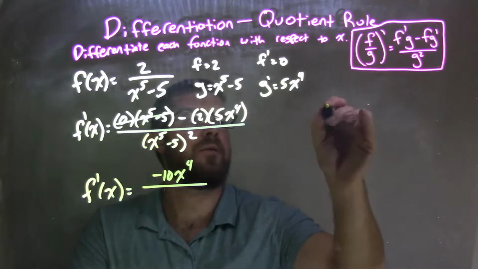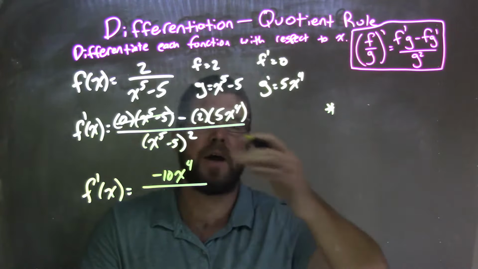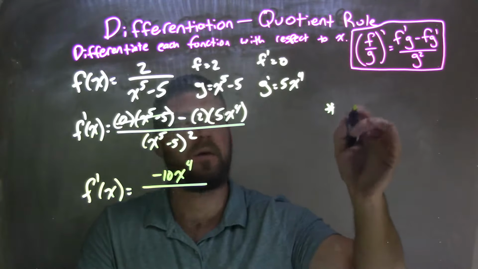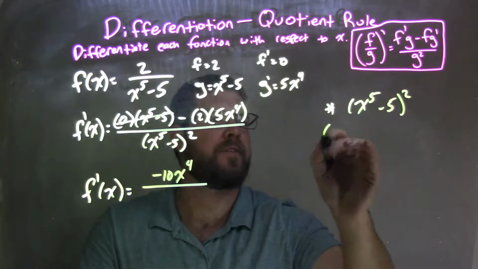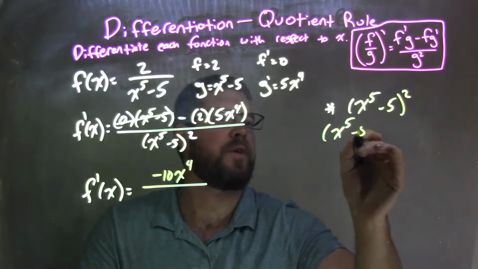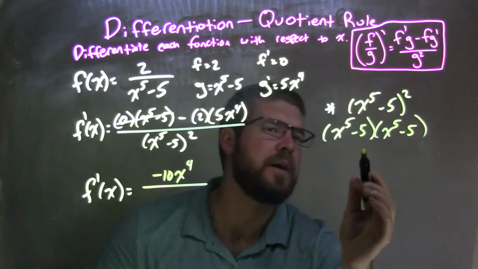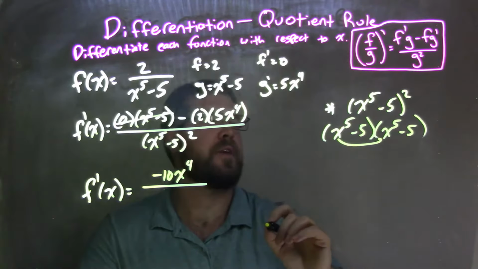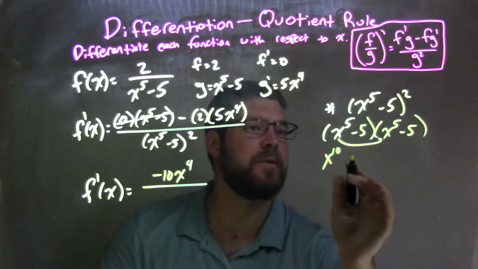Now the denominator, a lot of times I'll make a little note on the side to multiply that out, distribute that. Okay, so we have x to the fifth minus 5 all squared. That's x to the fifth minus 5 times x to the fifth minus 5. A lot of 5s here, too many 5s. Multiply out: x to the fifth times x to the fifth is x to the 10th. Right, we add the exponents.